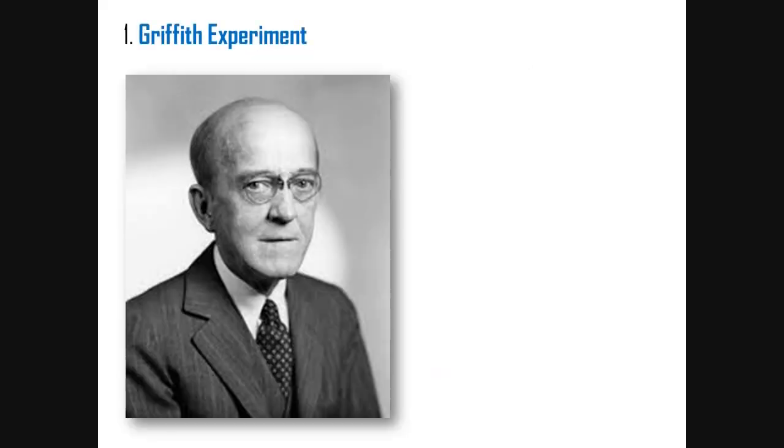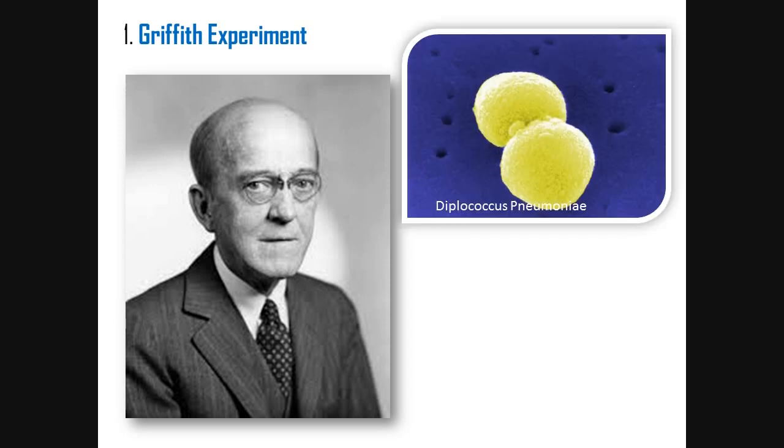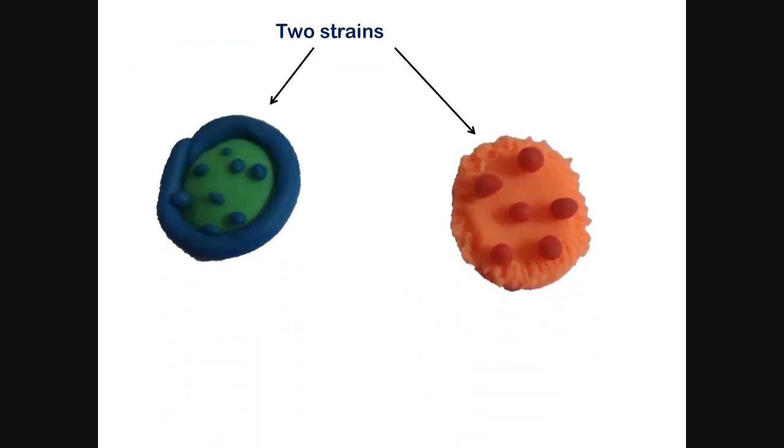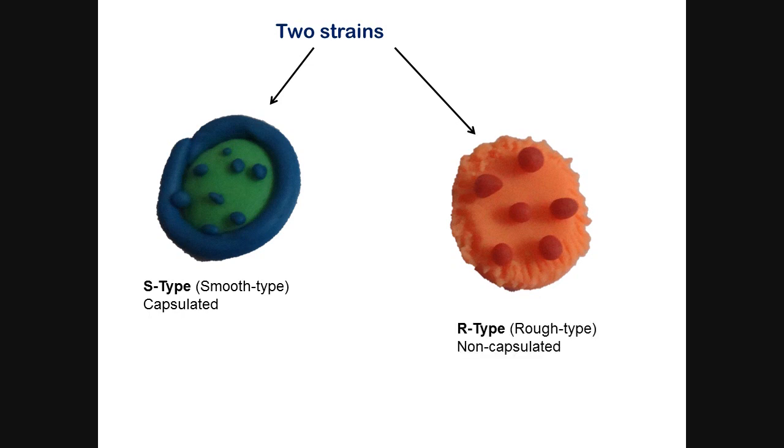Then Frederick Griffith came. He was a British physician who used a bacterium called Diplococcus pneumoniae, which was known to cause pneumonia in mammals. Now what Frederick Griffith did, he took two strains of bacteria. One was S type, which was smooth type. It has a capsule around it, a covering around it. Second was R type, also known as rough type, which was non-capsulated, or showed absence of a protective covering around it.